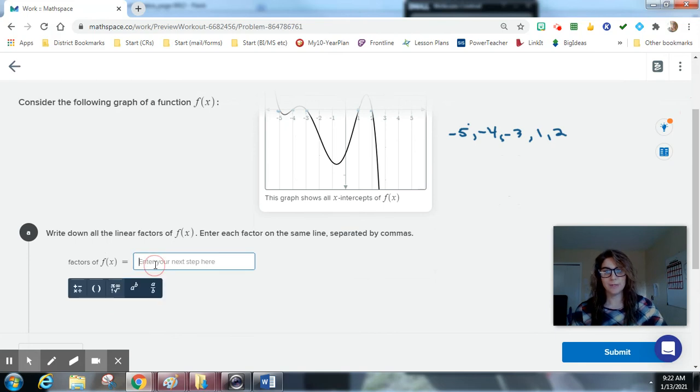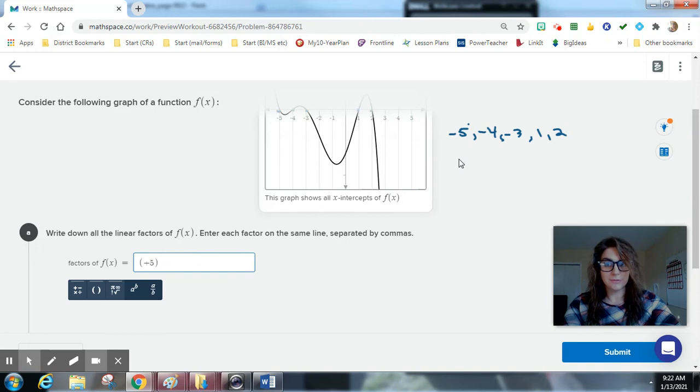So they want all the linear factors. Well, your linear factors are your factors. So it's your x plus or x minus something, and they want them all separated by commas. So basically, you do your factors that we know how to do. Oops, x plus 5. And then instead of just writing them all next to each other, we're just simply going to put a comma in between them, because that is what MathSpace wanted.